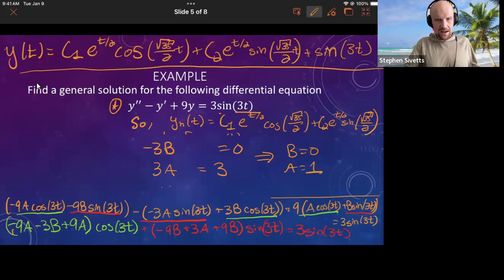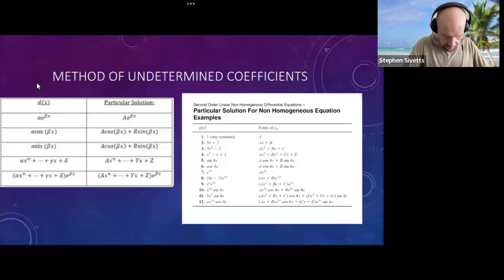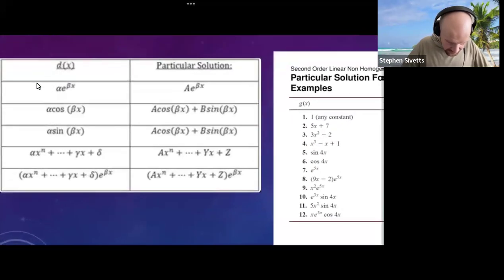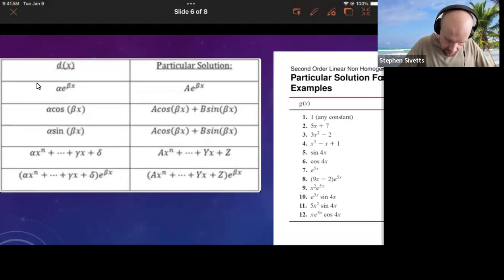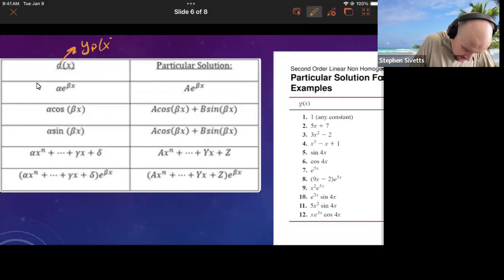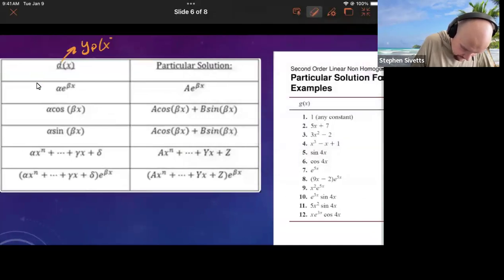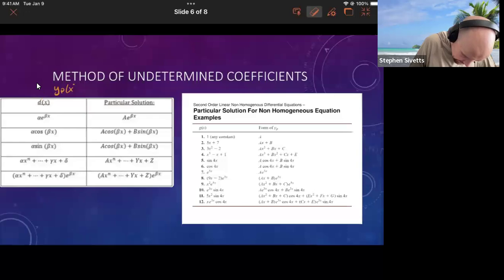And so I'm going to give just a brief overview on how we would choose the particular function y sub p of t. Okay. So here is just a few tables and some examples. So this table on the left would correspond to the right-hand side. So this table right here would correspond to the equation on the right.